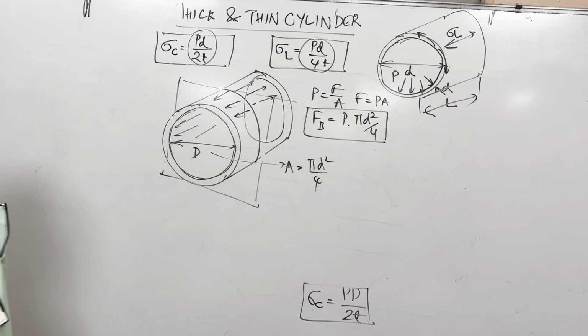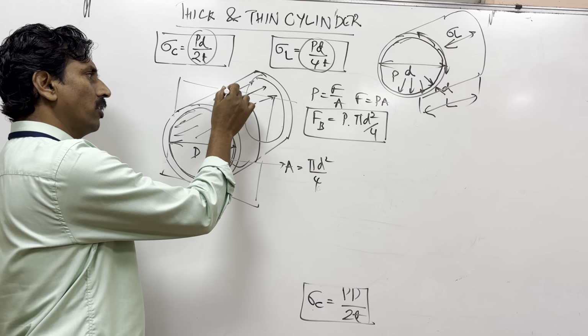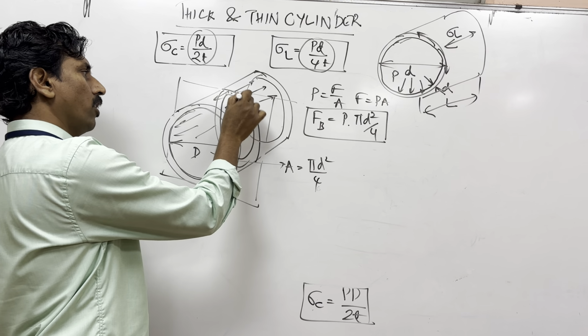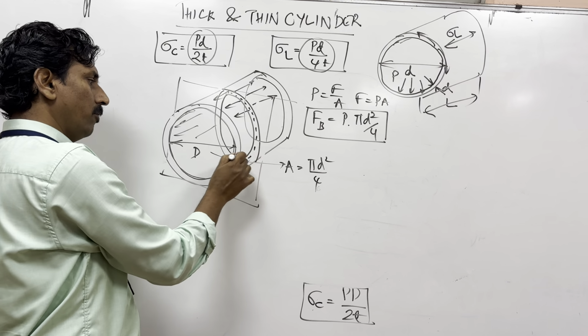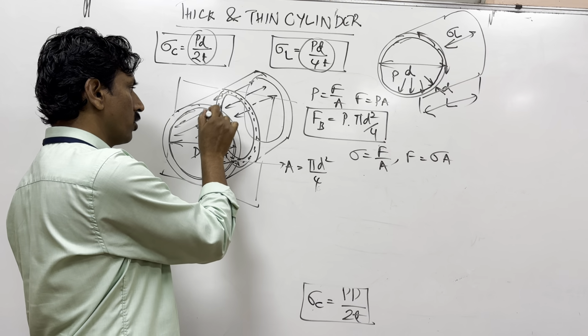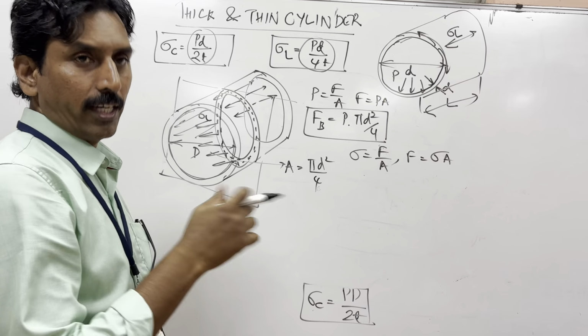Now to prevent this bursting, imagine this cylinder has got a thickness here. So this metal along this direction will try to resist this bursting. Here we know that sigma is equal to P by A, or load by area, or force by area. So force is equal to sigma into area. This side of the cylinder will experience what is called the longitudinal stress, sigma L. Earlier it was sigma C.